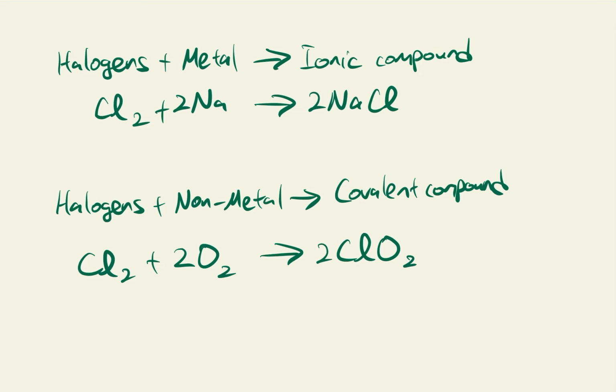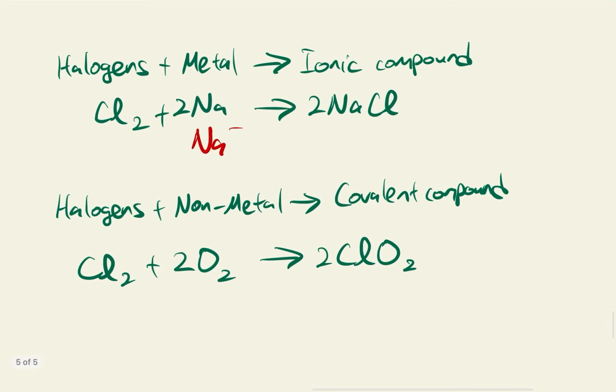So this sodium over here will give away the electron to form a sodium ion, a cation, and chlorine would then gain that electron and form a chloride ion. The sodium ion and chloride ion will thus be bonded together by strong electrostatic forces of attraction to form a sodium chloride lattice with a whole bunch of others.